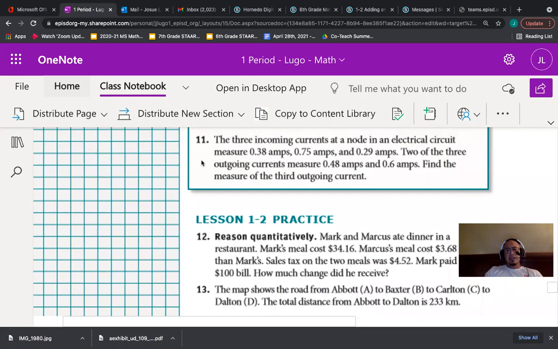Anyways, the 3 incoming currents at a node in an electrical circuit measure 3800 amps, 7500 amps, and 2900 amps. 2 of the 3 outgoing currents measure 4800 amps, 6/10 amps. Find the measure of the third outgoing current. And Mr. Lugo, what is going on here?